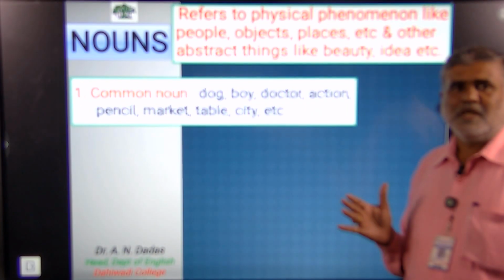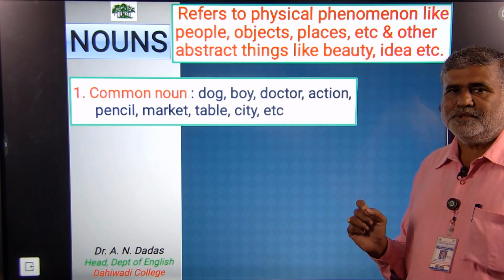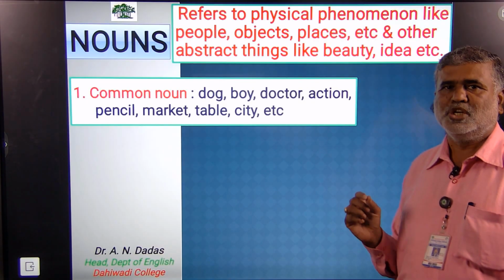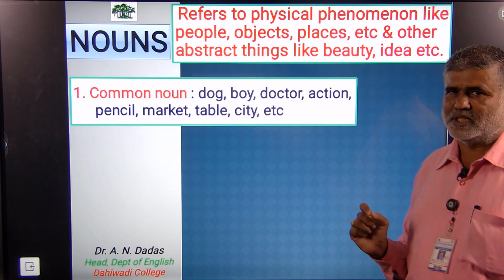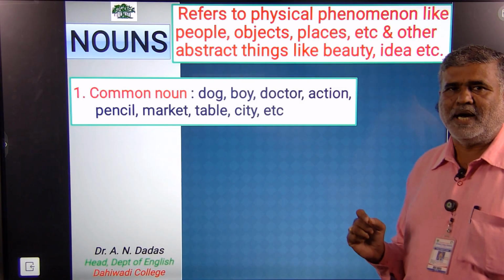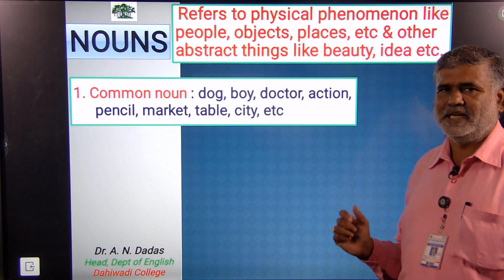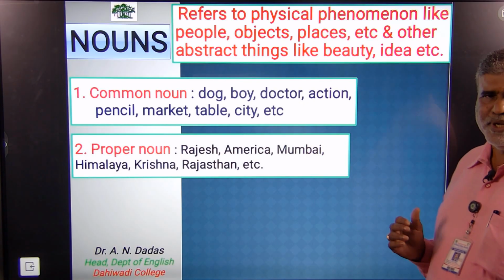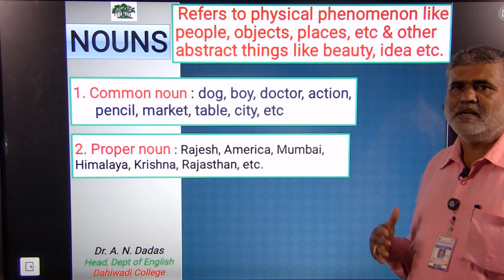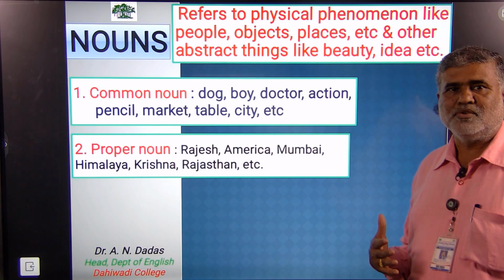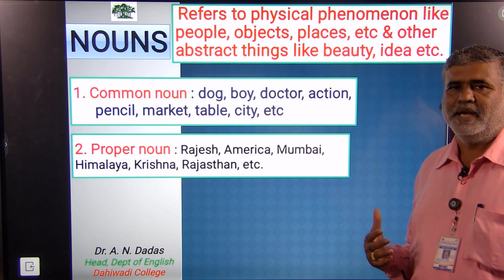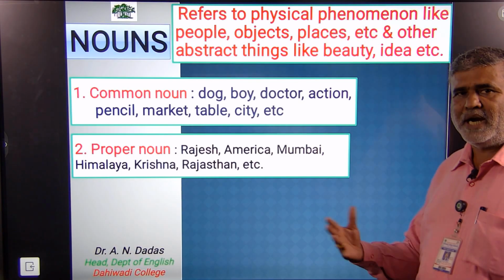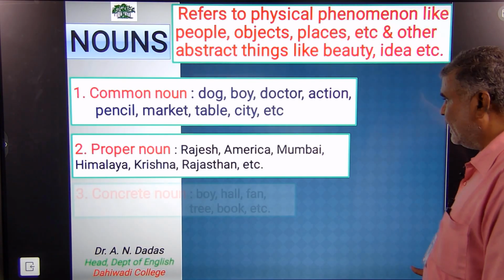For example, common noun, and when we say common noun, we have examples like dog, boy, doctor, action, pencil, market, table, city, etc. The second one is proper noun. For example, Rajesh, America, Mumbai, Himalaya, Krishna, Rajasthan, etc. When I say etc., it means you have the possibility to add more names to it.